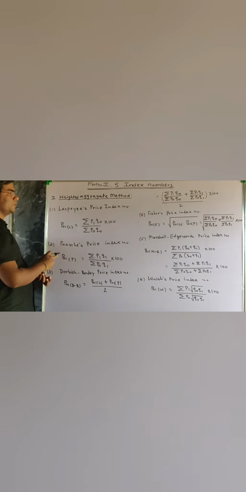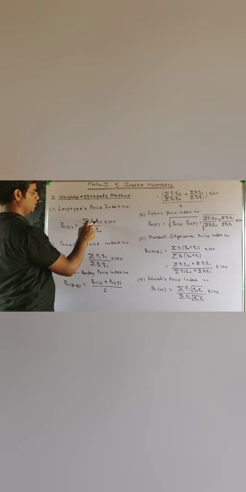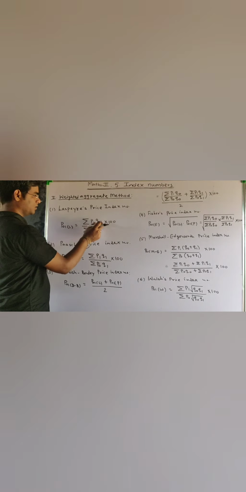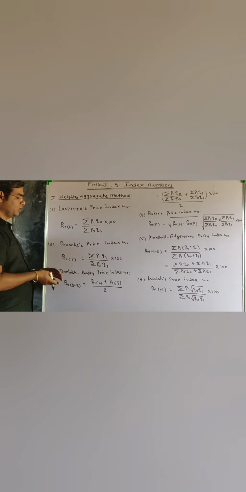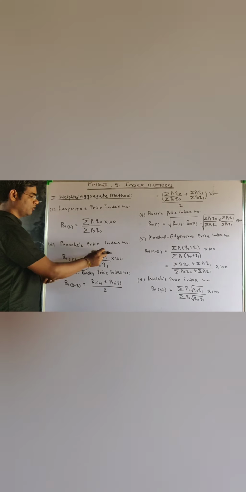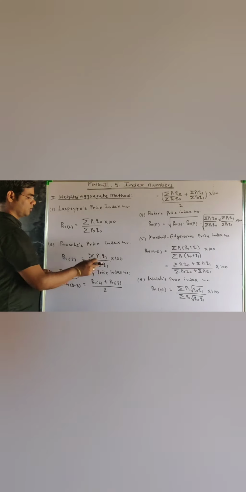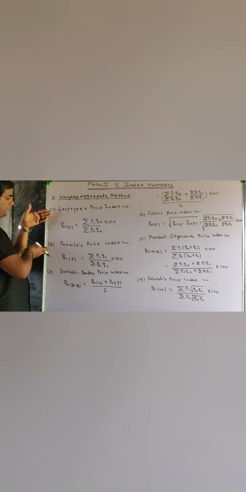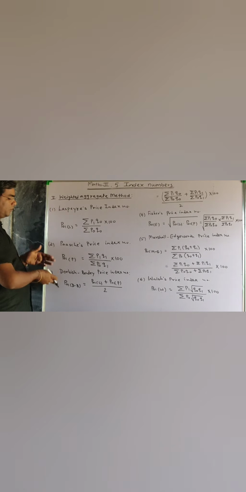So how to remember the Laspeyres price index number? In the original formula P1 upon P0, write here the base year quantities Q0 Q0, and in the Paasche price index number write down the current year quantities, that is Q1 Q1. So if you calculate the average of these two, then it becomes what?